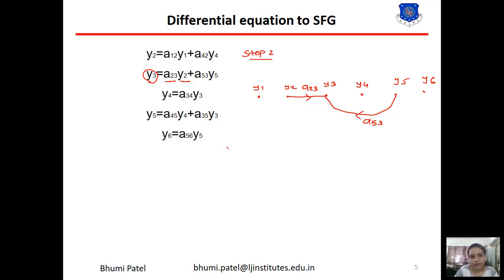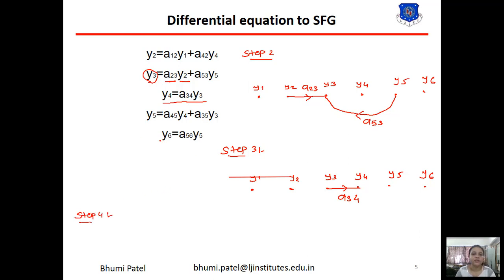Now step number 3: the third equation is y4 is equal to a34 y3. Again we put the 6 nodes. The starting point is y3 and the ending point is y4. So it is easy to draw y3 to y4 in the forward direction, and the gain of the system is a34.